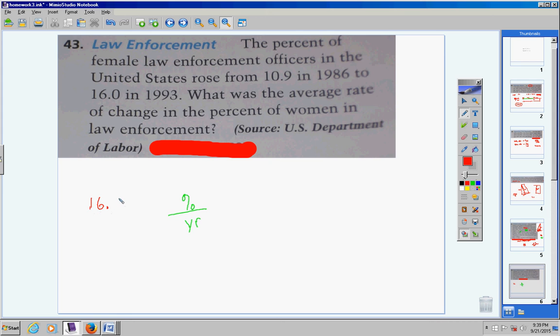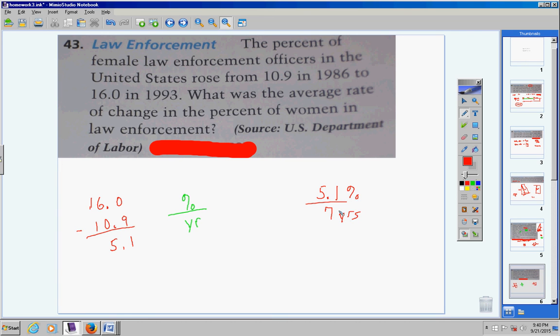Okay, 16.0 minus 10.9. There we go. And I do know how to subtract. You're going to get 5.1. That's the change in the percentage. It went from 10.9 to 16.0. So my percentage change is 5.1. Now that happened over the course of 1986 to 1993. That's 7 years. So we have a 5.1% change in 7 years.